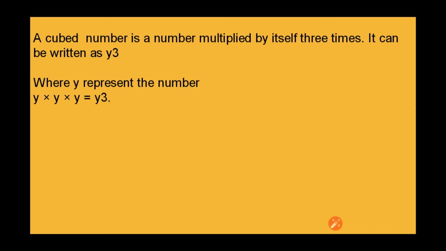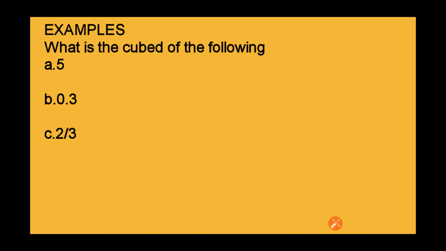A cubed number is a number multiplied by itself 3 times. It can be written as y raised to the power of 3, where y represents the number. This is y times y times y, which equals y raised to the power of 3, or y cubed. Let's look at some examples on how to find the cube of a number. The example reads, what is the cube of the following? A, 5. B, 0.3. C, 2 over 3.